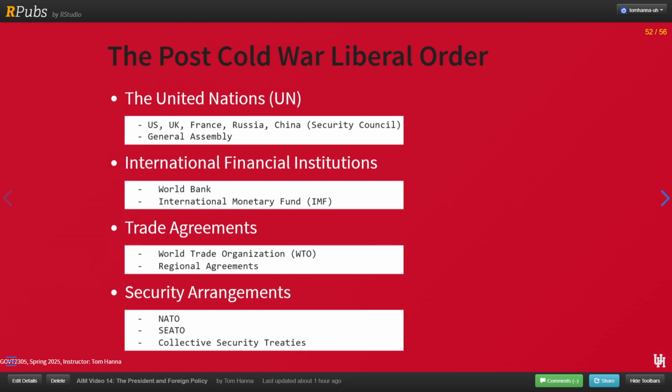Some Americans think that the post-World War II liberal order has cost the United States money or resources or security, and nothing could be further from the truth. All of these institutions ultimately got started as and have been used as tools of U.S. foreign policy. Does that mean they are bad things?